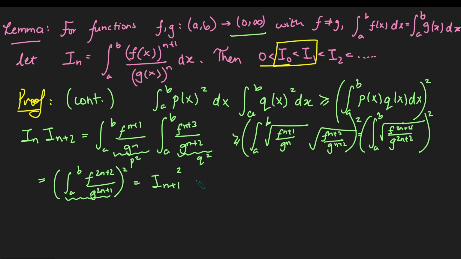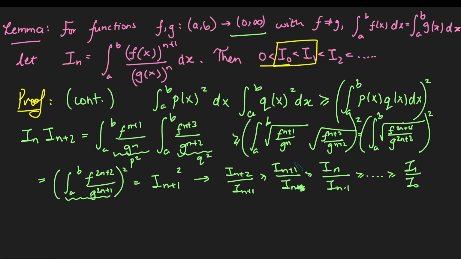Amazing. So we get that In times I(n+2) must be at least I(n+1) squared. And if we just rearrange this, we get I(n+2) over I(n+1) is at least I(n+1) over In. And repeating this inequality inductively, we get that this thing here is bigger than In over I(n-1), and so on, all the way down to I1 over I0. But we've already proved that I1 is bigger than I0, and since they're both positive, I1 divided by I0 must therefore be strictly bigger than 1. And so in fact we get that each of these terms here is bigger than 1.